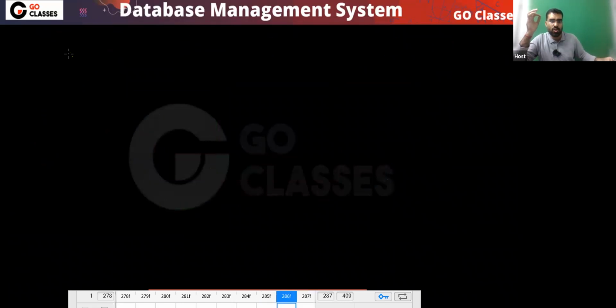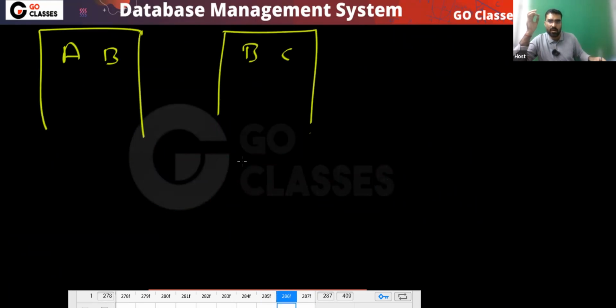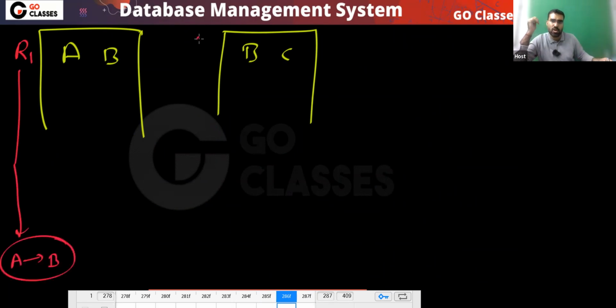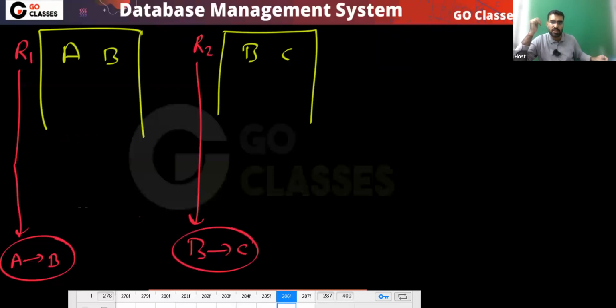Okay. See, this is your table. Now you have this table AB, and this is your table BC. In this table, what is this table taking care of? This table is taking care of A determining B, right? And this is taking care of B determining C.